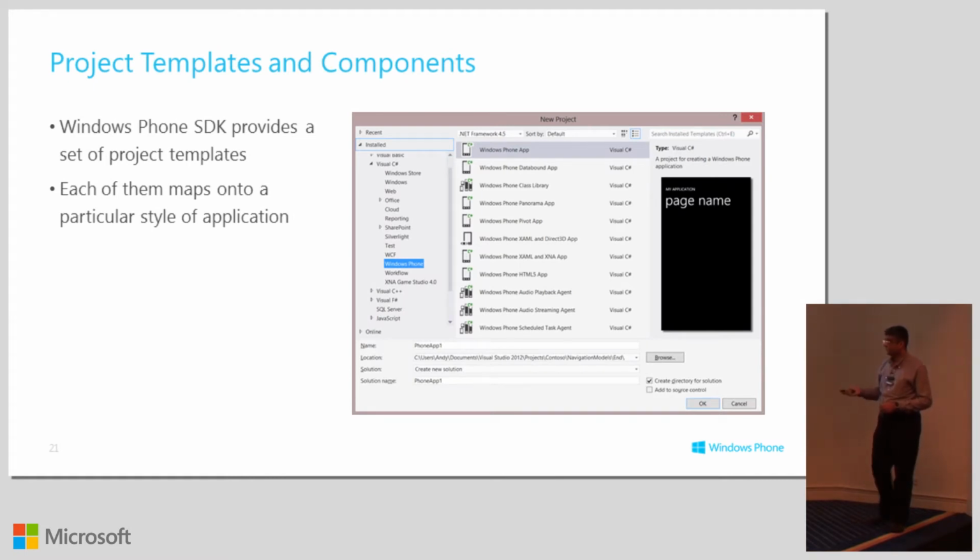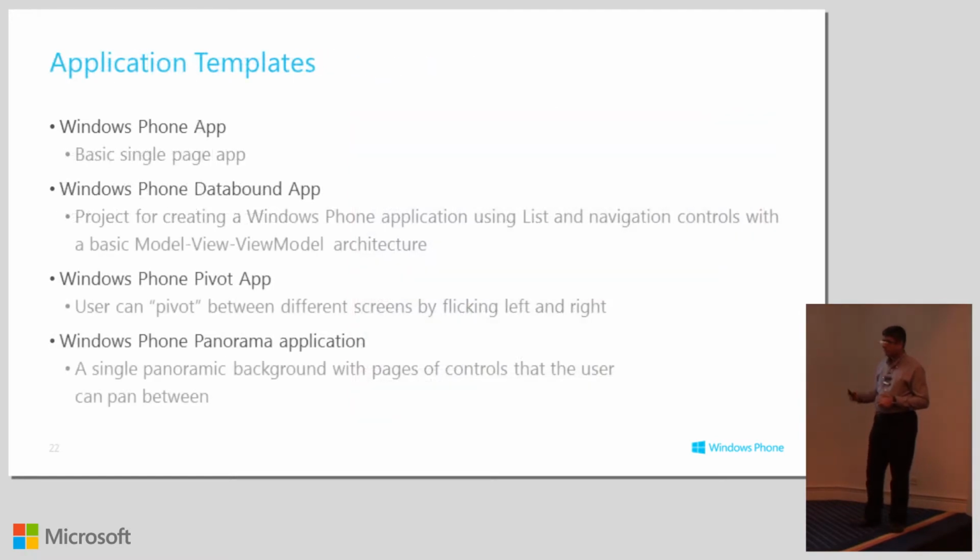So as I mentioned, we have the templates out of the box. We have the phone app, which is a starting page. We have the data-bound application. We have the panorama style application, the pivot tab application. And we'll see these. So these are some of the templates that are out of the box. Each has its own capability. For example, the Windows Phone app is a single app page. It doesn't provide much.